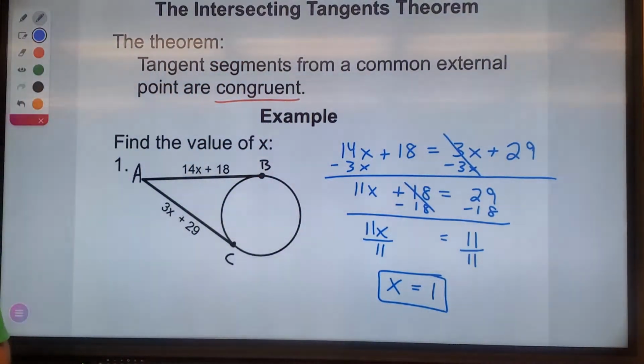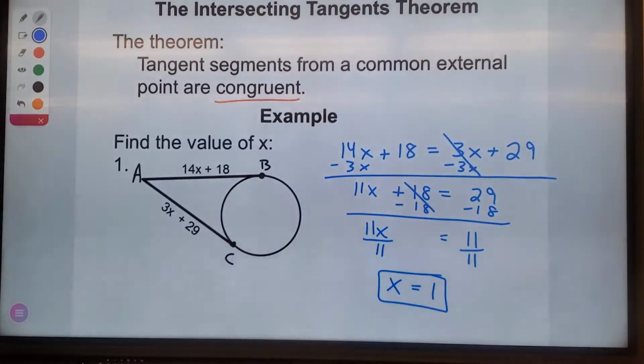Okay, things to pay attention to with these problems. I'm going to ask these in one of two possible ways. Okay, the example here, I simply ask you to find the value of x, which we've done. Okay, which means that this problem is actually finished. However, in some other problems, I might ask you find the value of AB.